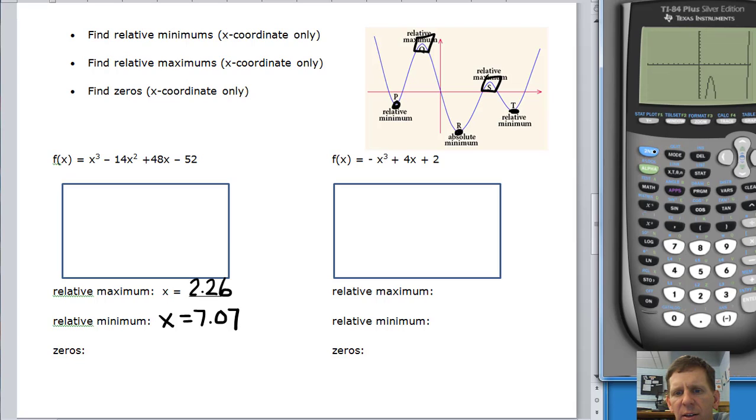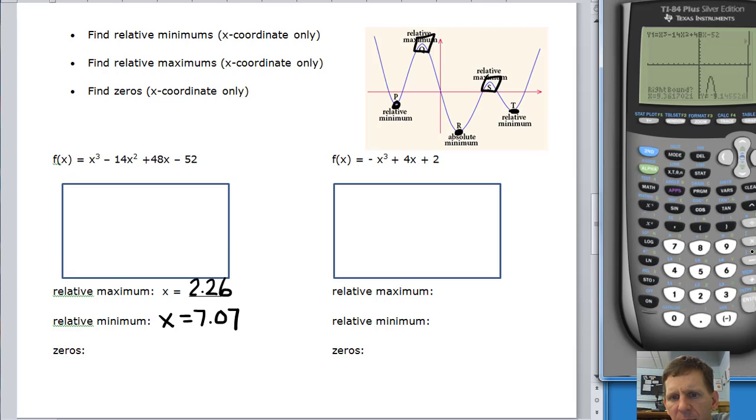So if you go to second, trace again, select the 0 option. For left bound, move your cursor to the right until you get to right about where the graph crosses the x-axis. And then once you get to that value, we're going to go a little bit to the left of that value. So here comes my cursor. It comes off the screen kind of quickly. So there's about where it crosses. I'm going to move a little bit to the left of it.